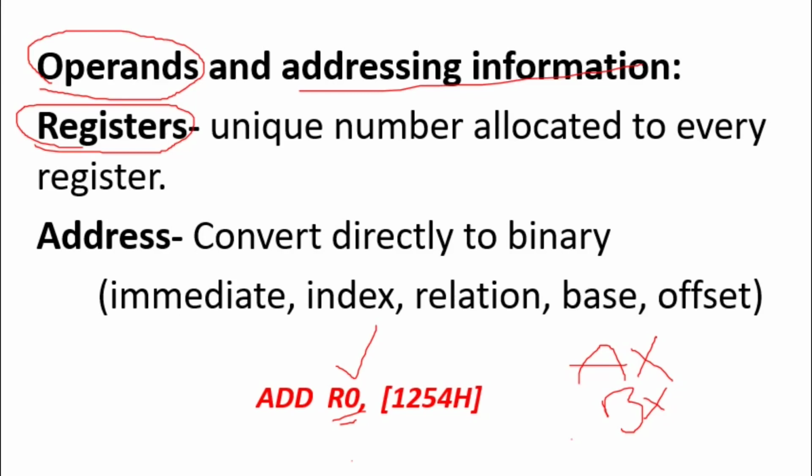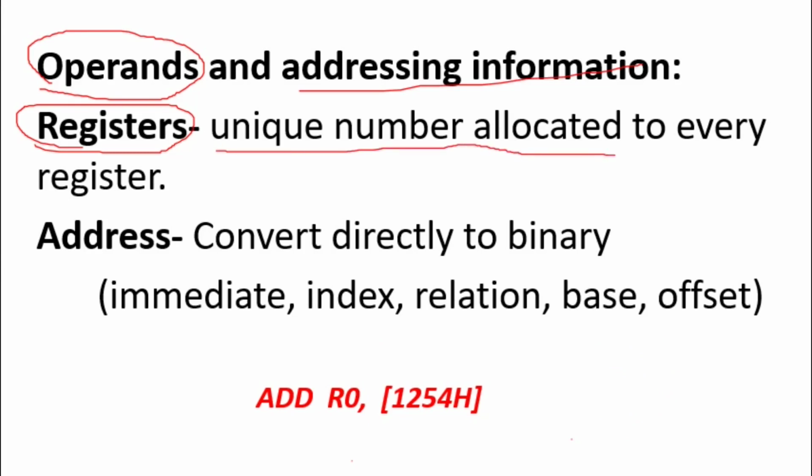So how do you store or convert a register name which has English alphabets into binary data? For that purpose, every register is also allocated a unique number. If a particular register is used in the instruction, the unique number allocated to that register is used to convert that register information into binary.